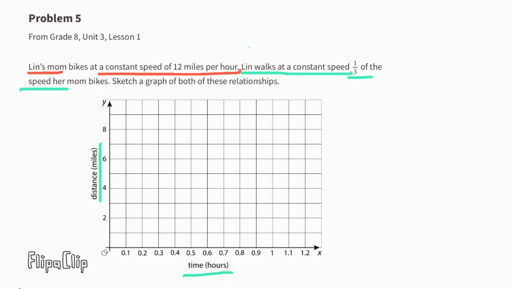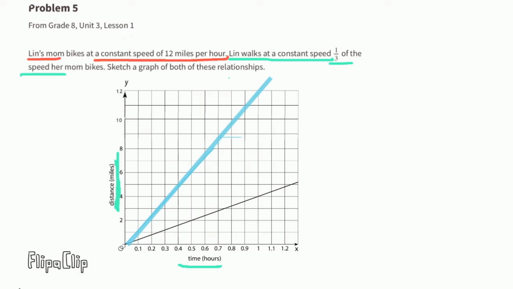I noticed that this graph doesn't go all the way up to 12 miles for the 12 miles per hour. I can use 6 miles per half hour. Starting at the origin, I can draw a line through 6 miles per half hour to represent Lynn's mom's constant bike speed. Since 1/3 of 12 is 4, I can draw the line that represents Lynn's constant walking speed, starting at the origin through 4 miles per hour.